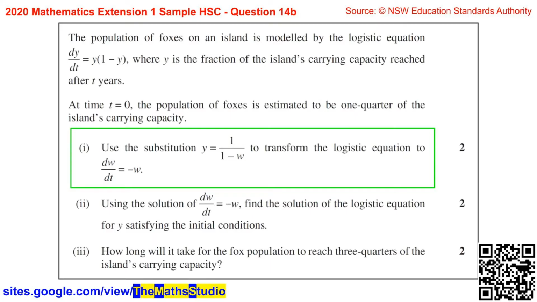Question 14b. The population of foxes on an island is modelled by the logistic equation dy/dt = y(1 - y), where y is the fraction of the island's carrying capacity reached after t years. At time t = 0, the population of foxes is estimated to be 1/4 of the island's carrying capacity. Part 1. Use the substitution y = 1/(1 - w) to transform the logistic equation to dw/dt = -w.